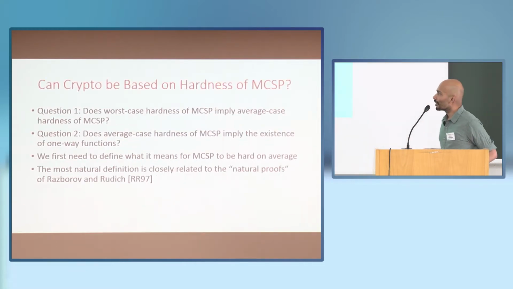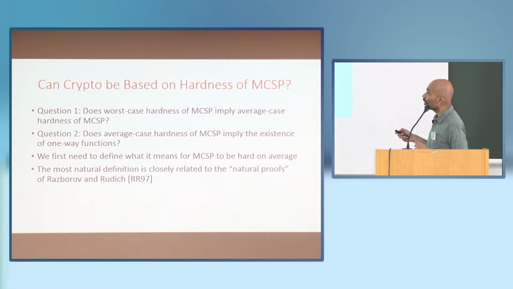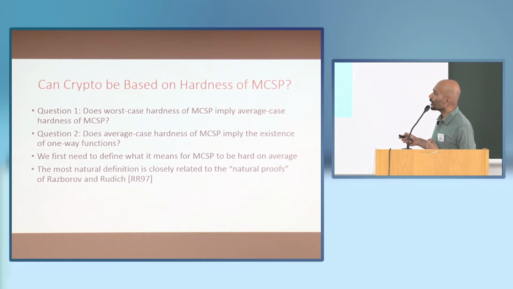Okay. So yeah, I guess this is the question that I'm interested in this talk. Can crypto be based on the hardness of MCSP, right? Well, I guess there are two natural questions corresponding to Heuristica and Pessiland. So ruling out Heuristica for MCSP and ruling out Pessiland for MCSP.